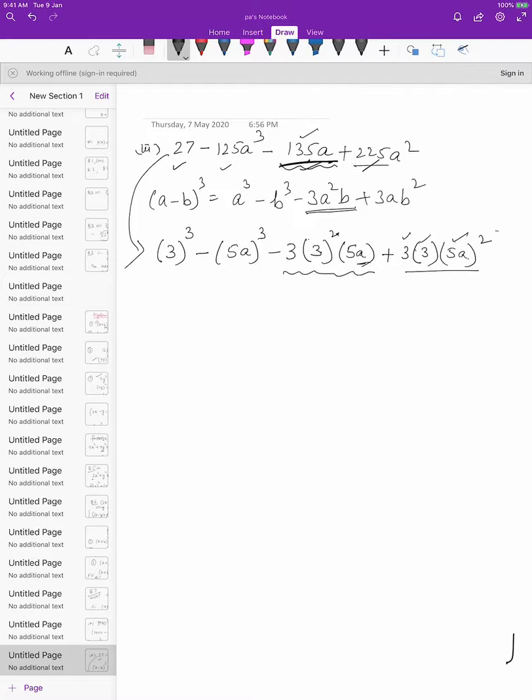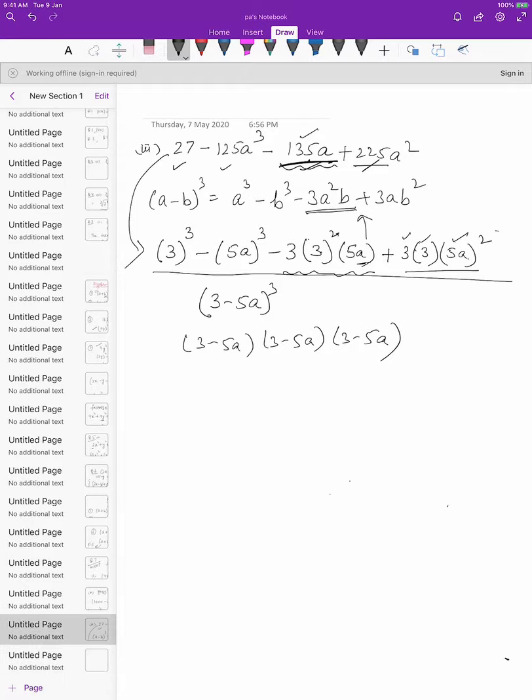So can we write this as (a minus b) whole cube, because this question is exactly matching this identity. So I can write it as (a minus b) whole cube, which is (3 minus 5a) whole cube, or I can write it as (3 minus 5a), (3 minus 5a) and (3 minus 5a), 3 times. So I can say this is the factorized form of the given expression.